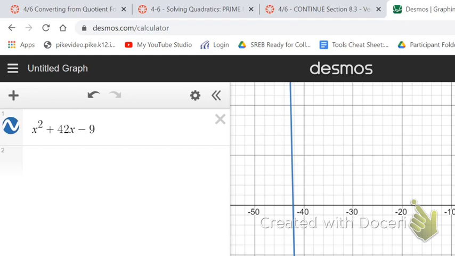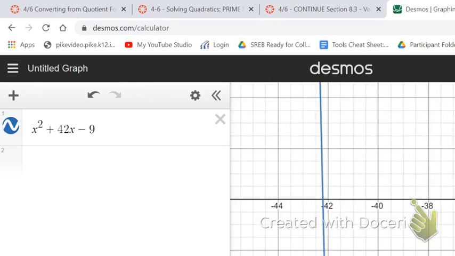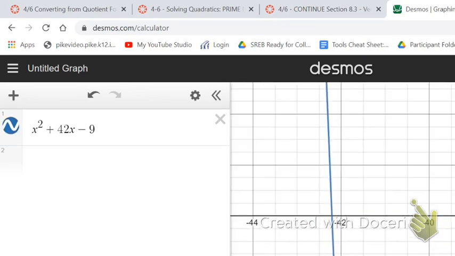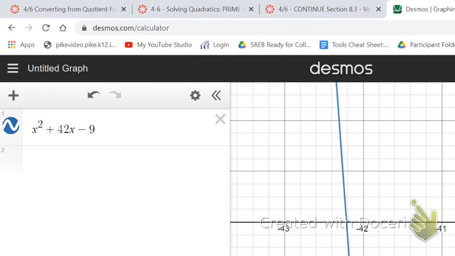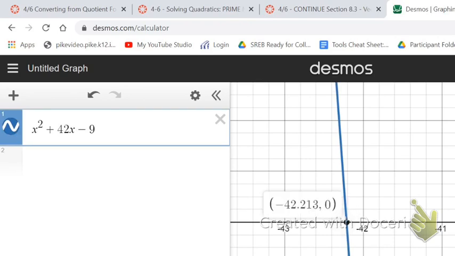Yeah. So I can find this one over here. I could scroll in and get even more precise. I can see that it's in between what values? Negative 42 and negative 43. And if I click on it, I can get more precise.